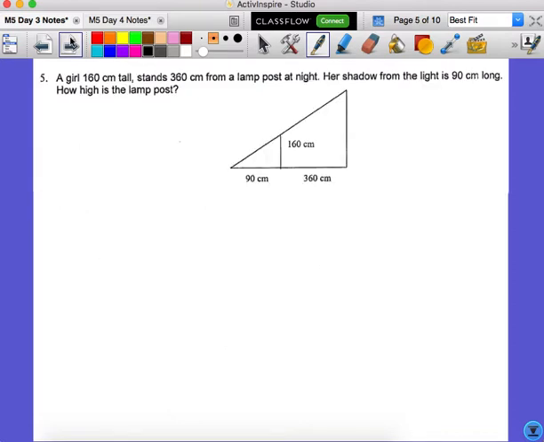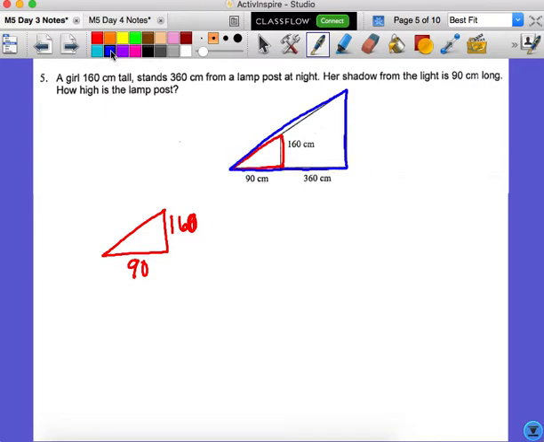Now, I would put a star by this one in your notes. This one is one we need to be careful with because we've got to make sure we identify the triangles that are inside of this picture. So we've got this smaller triangle here that's got 90 and 160. And then we've got this larger triangle that's got 90 and 360 put together. So if I add those together, I end up with 450.